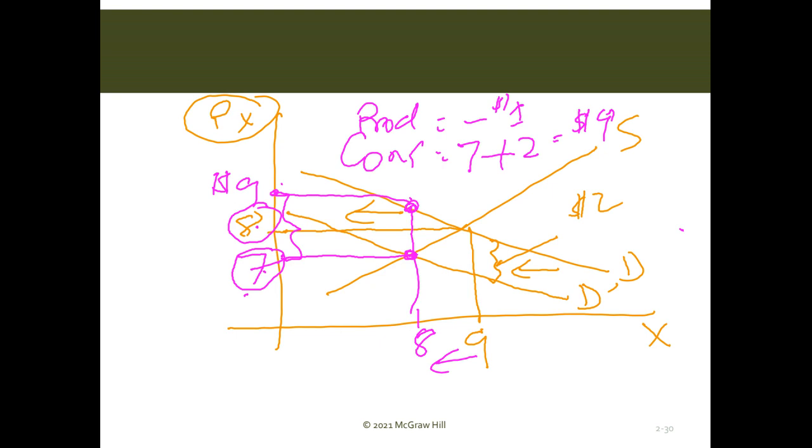Producers are contributing $1 to this $2 tax, and consumers or buyers are also contributing $1. Why $1? Because now they are paying $9. Earlier they were paying $8, so they are paying $1 extra. So both buyers and sellers are paying $1 of this excise tax. So both are sharing the tax burden equally.